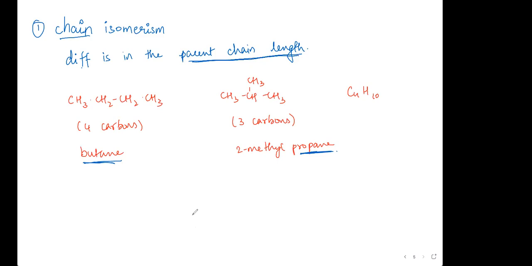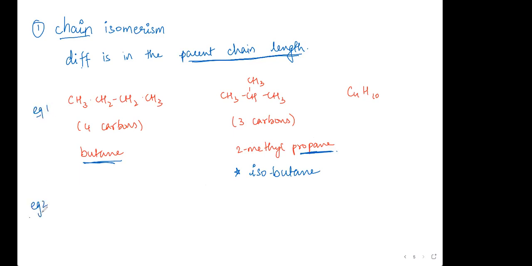So related to chain isomerism, the IUPAC name is 2-methyl propane. This is also called isobutane. The logic is you can think of it as an isomer of butane. That's why it's called isobutane. Okay, so this is example 1.